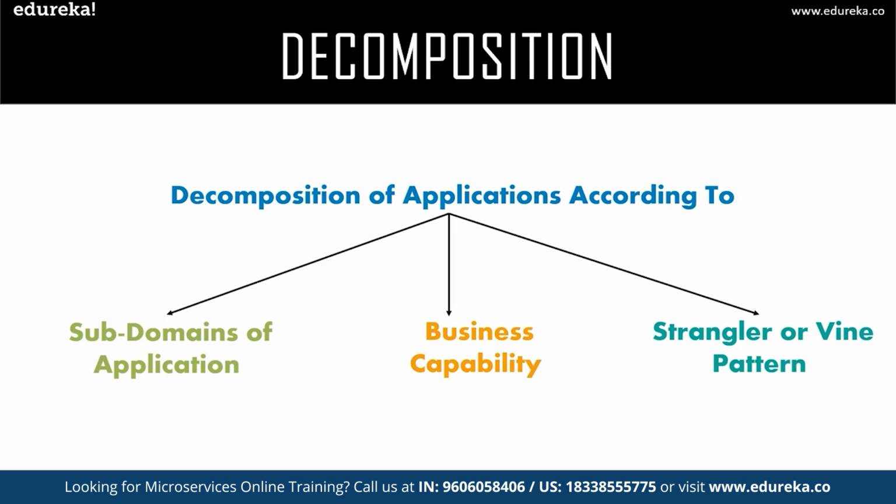Now, obviously, these patterns might sound very feasible to you. But yes, these patterns are not feasible for a big monolithic application. This is because identifying subdomains or business capabilities is not an easy task for big applications, right? So the only way to decompose big monolithic applications is by following the vine pattern or the strangler pattern. The strangler pattern is based on the analogy of a vine, which strangles a tree that it is wrapped around, right?